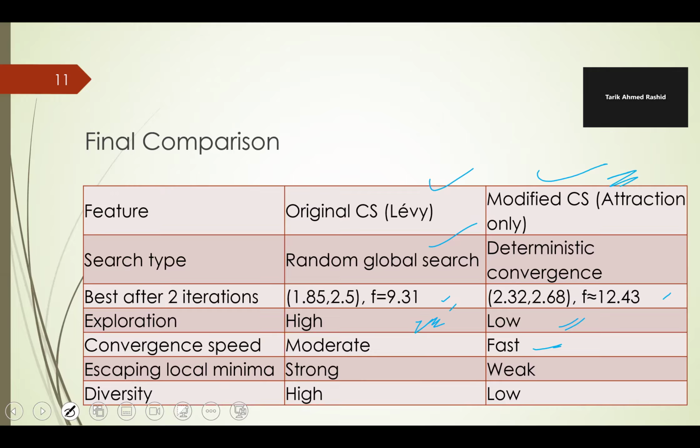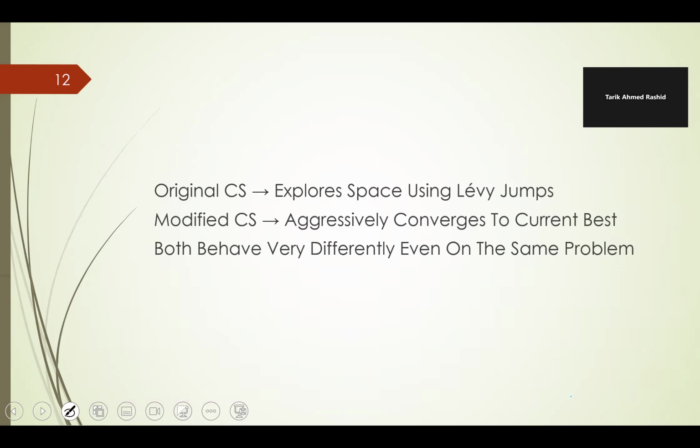Convergence speed, this is fast and shorter. This is moderate. Escaping local minima, this is weak. This is strong. And diversity, this is high. This is low diversity, because the other gives you more options and it goes to global search as well.